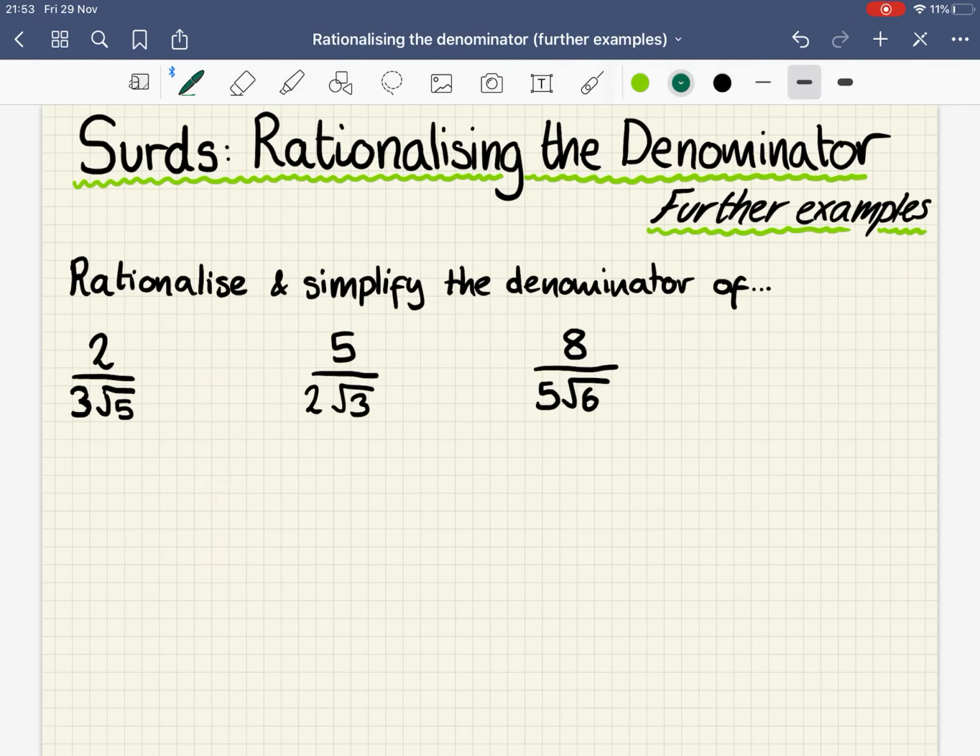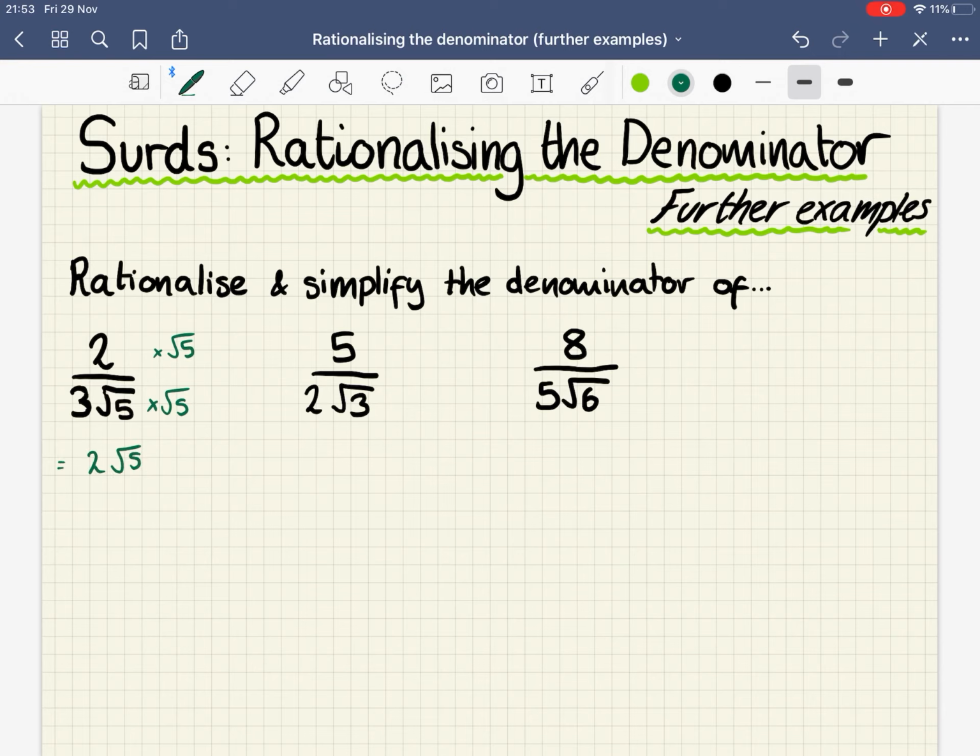Okay, so here's our next video on rationalising the denominator with some more complex examples. To start off with, we've got rationalise and simplify the denominator of 2 over 3 root 5. One thing that people get really tempted by is to multiply by everything that is underneath. That is unnecessary. You're actually giving yourself more work. You only need to multiply by the surd.